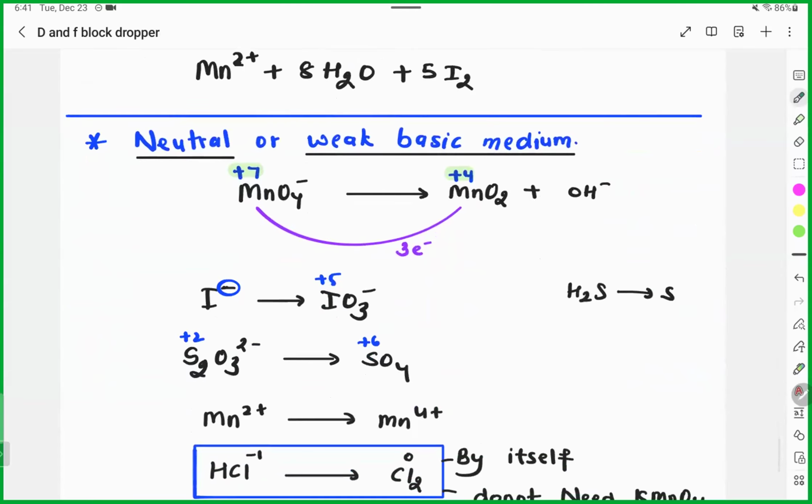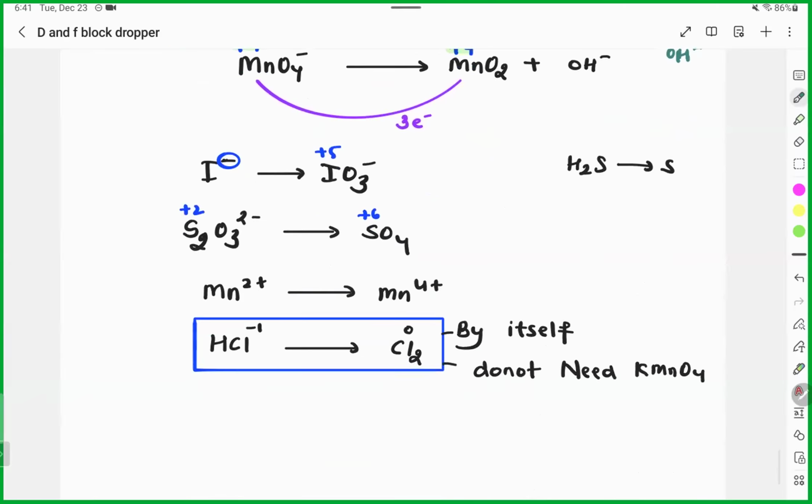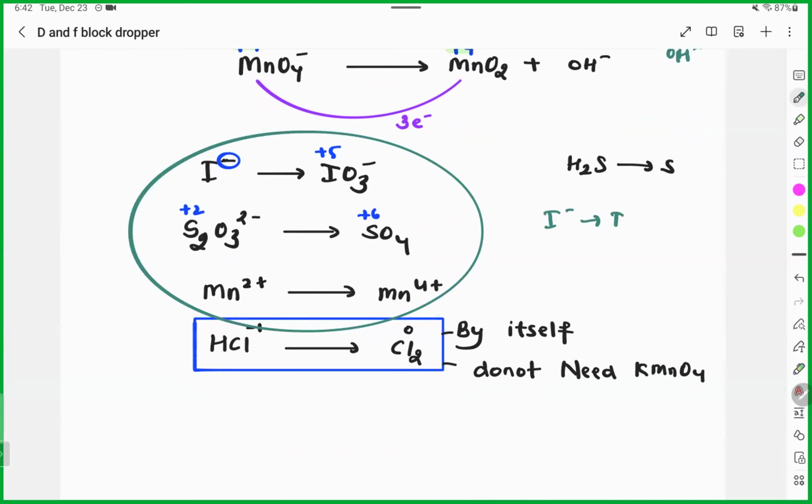But neutral and weak medium is special. Why? Because when you change medium from H positive to OH negative, the reaction changes. That's the reason why we use KMnO₄ in titration, because it's easy to identify. Based on the acidic and basic medium, everything will change. Correct? And these are the three examples where iodine, instead of converting into I₂, is converting into IO₃ negative.